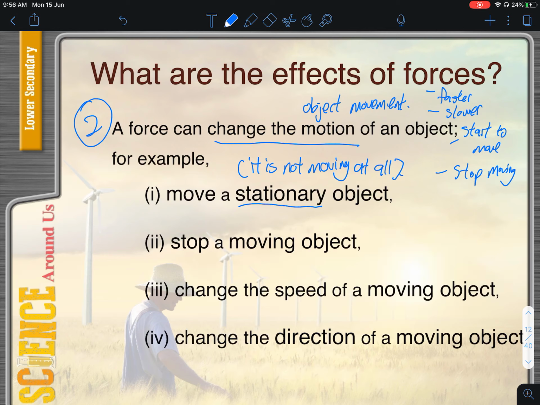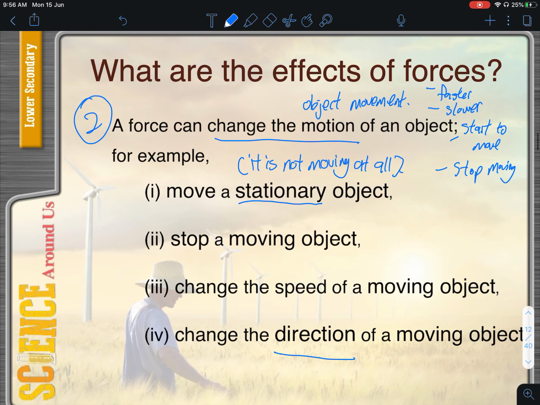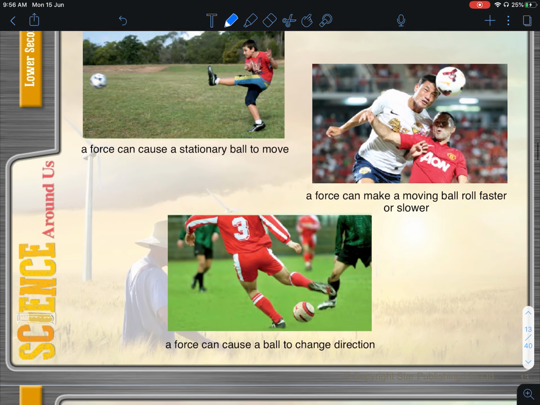Changing the direction is another one whereby let's say you are moving forward, then let's say a friend pulls you from the side. So your friend has actually changed your direction. Rather than moving forward, you move to the side, to the left or right. So that's another example of changing the direction of a moving object. So a force can exert these four main changes in movement as well.